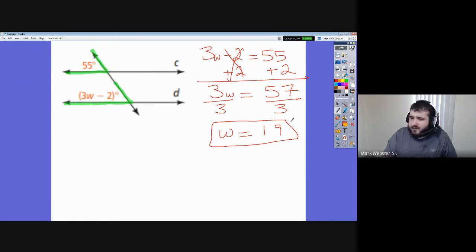Now, what happens if you're not sure? Like, you put a question mark at the end of your answer. How can you be sure that what you did is right? Well, you can plug it back in. Remember, if this is 55, this had also better be 55, right? 3W minus 2 had better be the same as 55. So if I plug in W is 19, this had better come out to 55. So let's double check. 3 times 19 minus 2. Well, 3 times 19 is 57. Minus 2 more is 55. This is the same as this. So I know I was right.